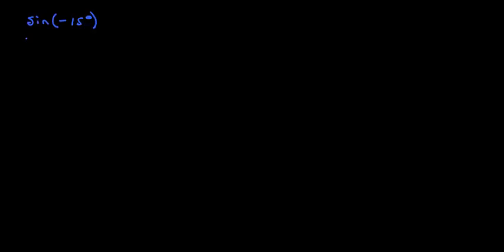So we need to find the sine of negative 15 degrees. This is a half angle. So we're looking for what angle, when we take half of it, you get negative 15. That answer is negative 30. So our angle that we're going to use, that we know, is negative 30.